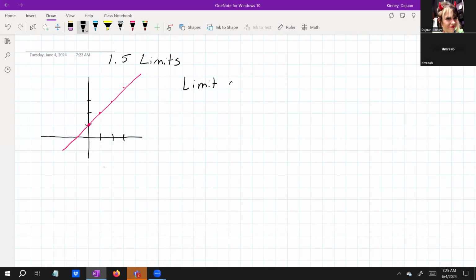Limit as x approaches 2. So our function here is x plus 1.